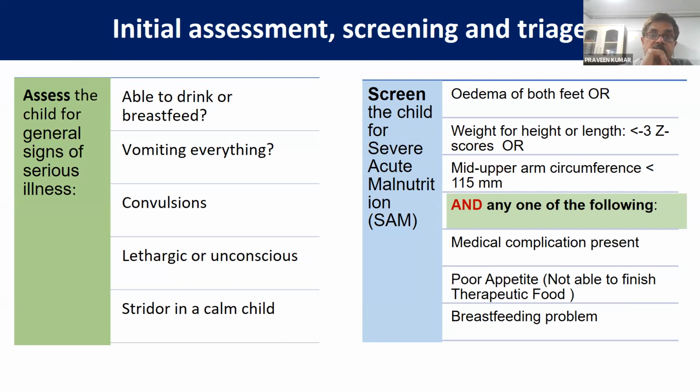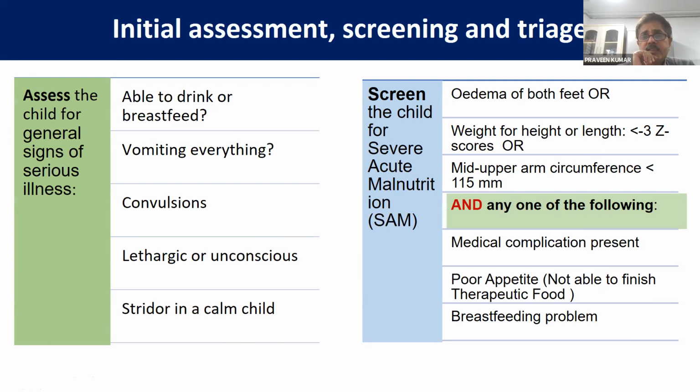Similarly, history of convulsion, particularly if they have some illness, and if there is a history of convulsion during the current illness, this also is one of the important pointers towards underlying disease. Again, if the child is lethargic or unconscious, this indicates possibility of severe underlying disease, or there is a stridor in a calm child. If there is a stridor, again, this indicates the child has severe respiratory disease and the child will need management, and you will have to hospitalize, try to find out what is the cause of this stridor, and then we have to treat.